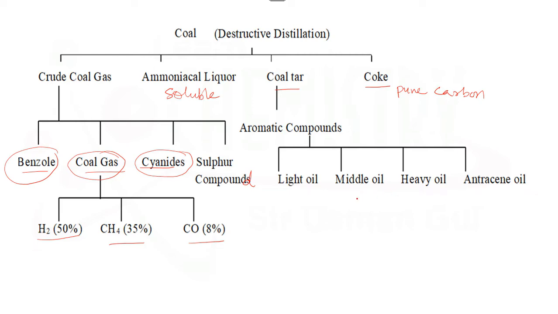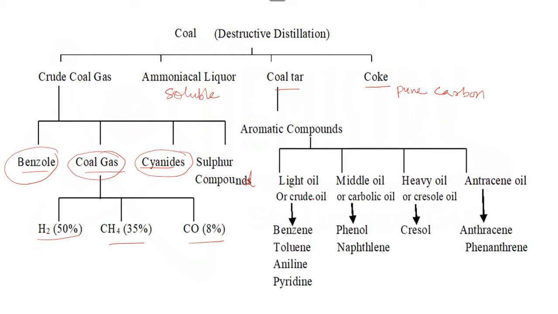And furthermore, what is light oil? This light oil or crude oil is basically benzene, toluene, aniline. Specifically these are the names of the light oil compounds. The middle oils are phenol, naphthalene. Heavy oil is basically cresol, and the last, anthracene oil, is anthracene, or we also call this anthracene phenanthrene. Now these are the main chemicals that we find by the destructive distillation of the coal.